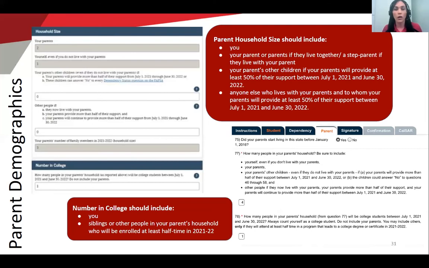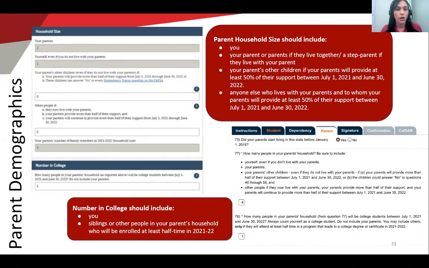So make sure that you are including all of those individuals in your household. Now, in terms of the number in college, you should include yourself, any siblings or other people in your parents' household who will be enrolled at least half time in the 2021-2022 school year. Okay, that's for the number in college. You would include yourself, your siblings, or any other people in your parents' household who will be enrolled at least half time between the 2021 and 2022 school year.